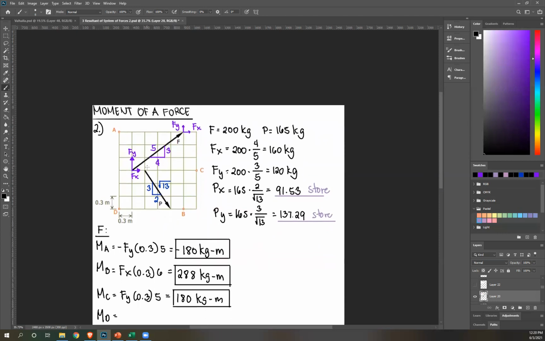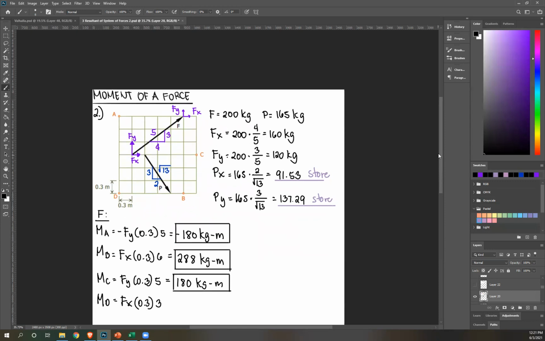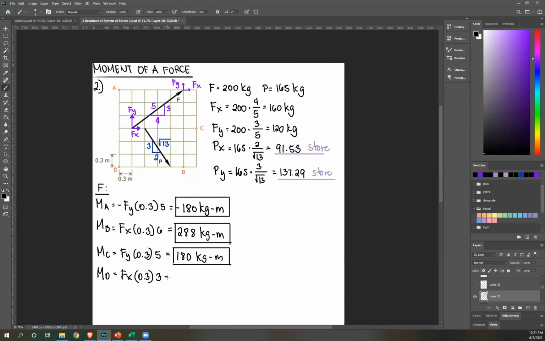Okay, so let's start with Fx. Fx, rotate it about D. That's positive since clockwise. So positive Fx multiplied by 0.3 and then count the sides. Extend this line of action. This is the perpendicular distance to D, and that's 3 sides, 3 boxes. Then we're not done. We still have an Fy. Fy, rotate that about D. Now that's counterclockwise. So we have a negative Fy times 0.3. Perpendicular distance, extend line of action, that's just 1. So please compute what's the answer.